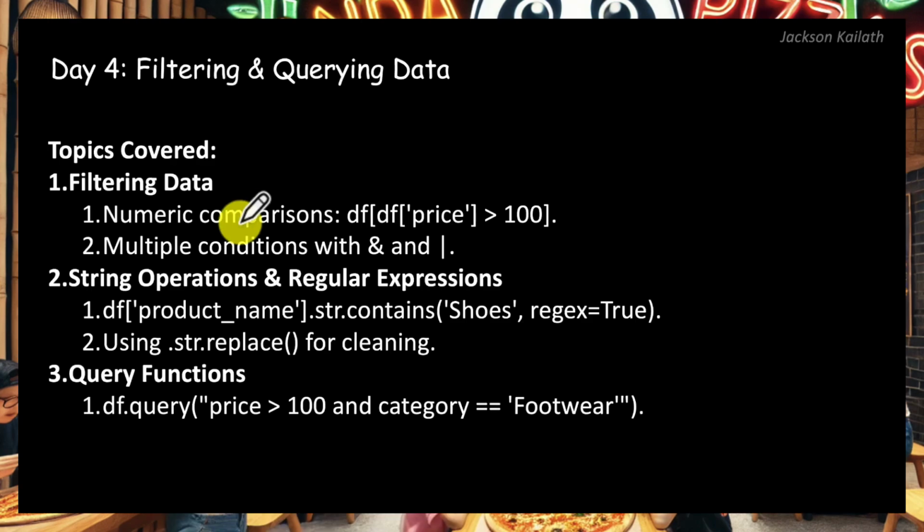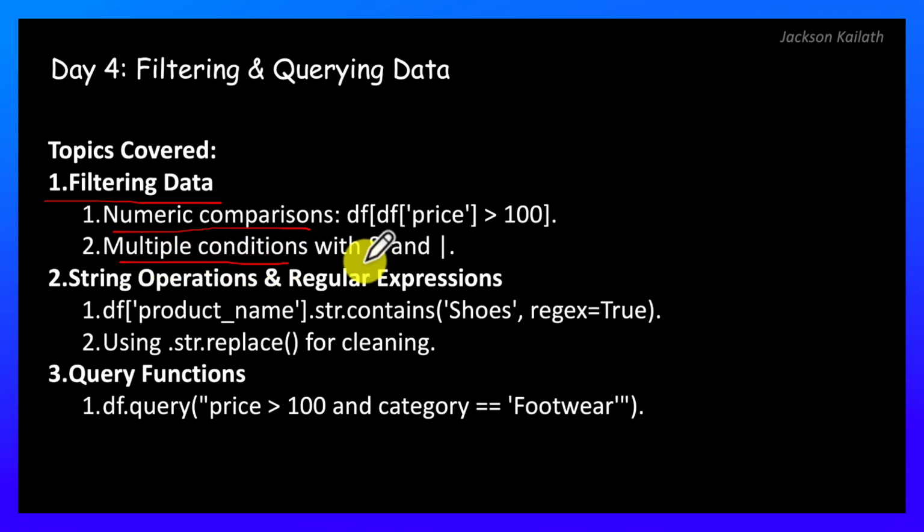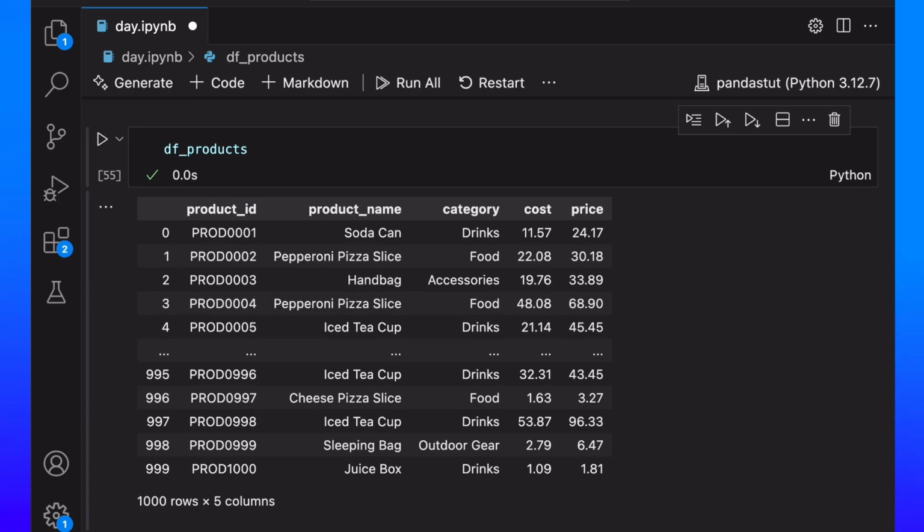Now back to Pandas. These are the topics that we will be covering today. First, we'll talk about filtering data using numeric comparisons. Then we'll talk about how you can have multiple conditions with both and or. After that, we'll talk about string operations and regular expressions. And finally, we'll talk about the query function. Let's get started.